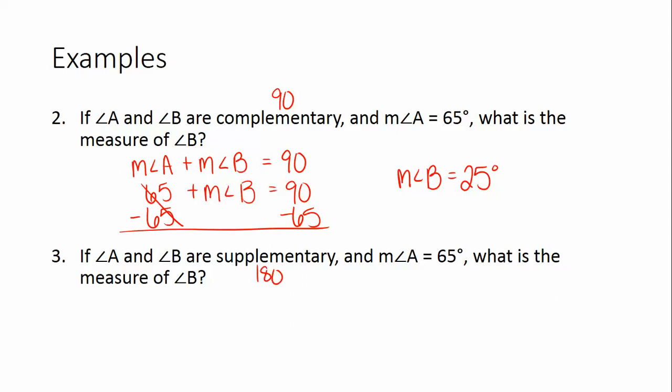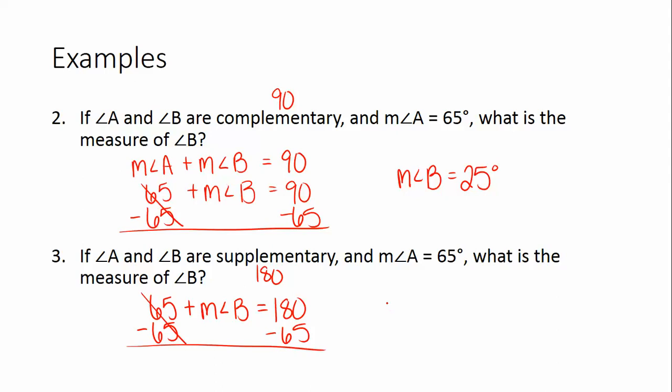So if the measure of angle A is 65, and we don't know the measure of angle B, but we do know that they're supplementary, they add up to 180. So now we're going to subtract 65 from both sides. And the measure of angle B is 115 degrees. So that's 180 minus 65. So you can see the difference between two angles that are complementary and two angles that are supplementary, adding up to 90 and adding up to 180.